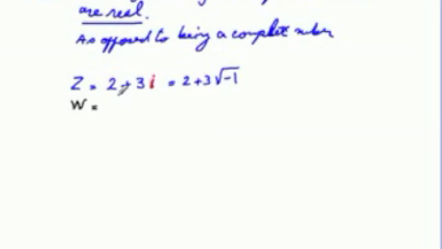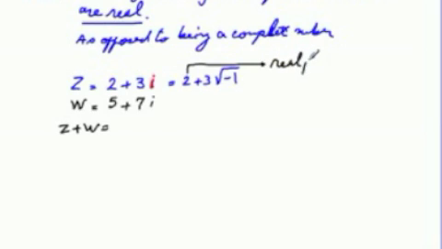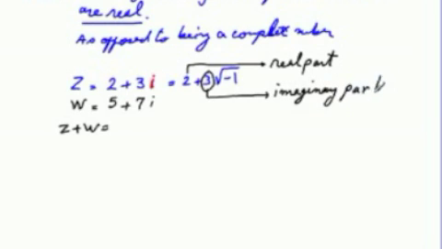Okay, let's take another one. Say 5 plus 7i. Just quickly go through this. What is z plus w? Well, before we go to doing arithmetic, let's just do a little bit of terminology. This portion that doesn't have any i next to it is referred to as the real part. The portion that is right next to i is called the imaginary part. Notice we don't say the imaginary part is 3i, we say the imaginary part is 3. It is assumed that later on you're going to multiply it with i. Okay, so that's real and imaginary.